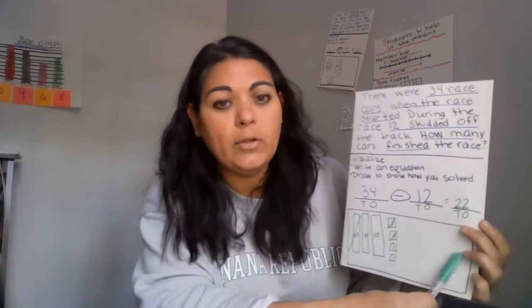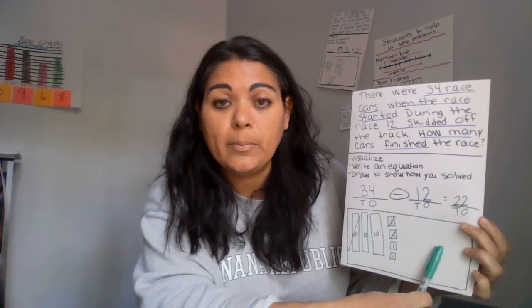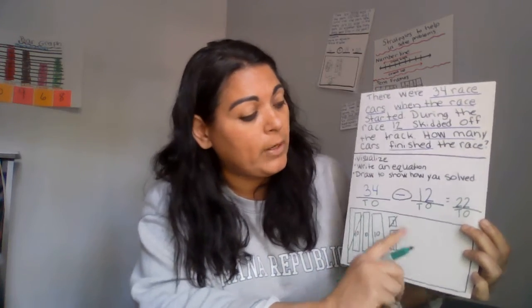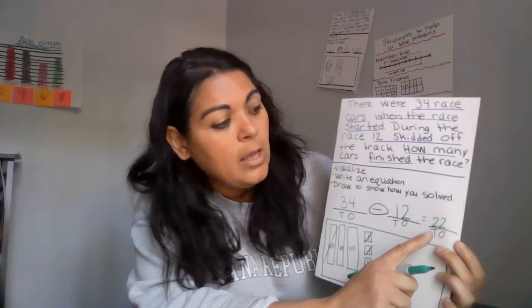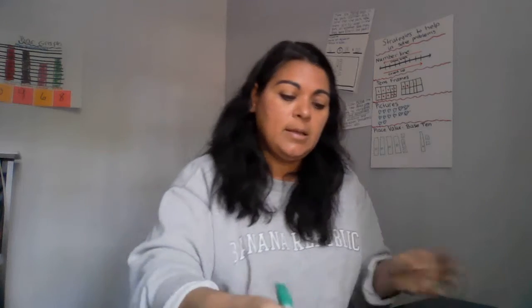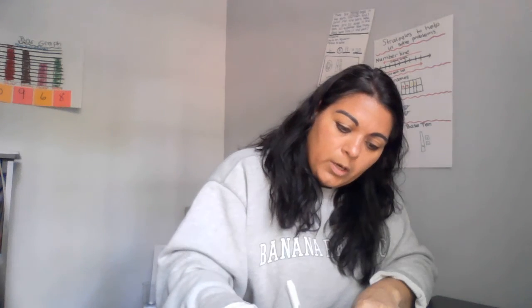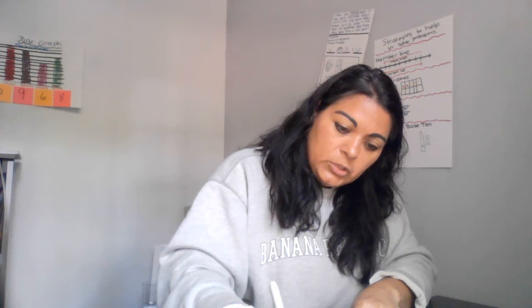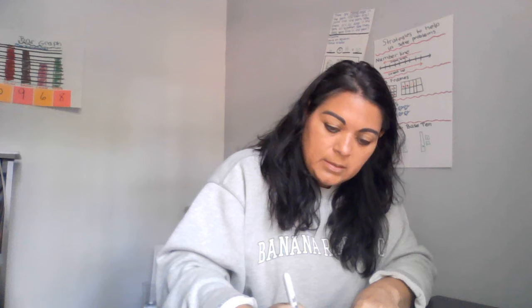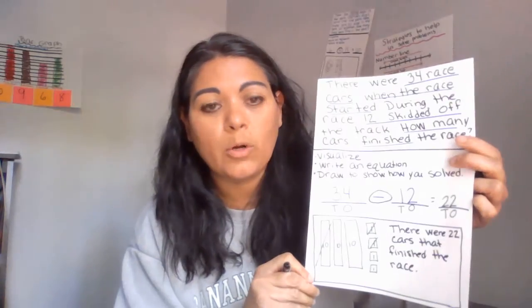So let's go ahead, if you have space on your whiteboard or your paper, or draw, write it with your finger on the carpet or in the air. Let's write, there were 22 cars who finished the race. And I'm going to write that in a complete sentence. There were 22 cars that finished the race. Okay, so we restated our question.